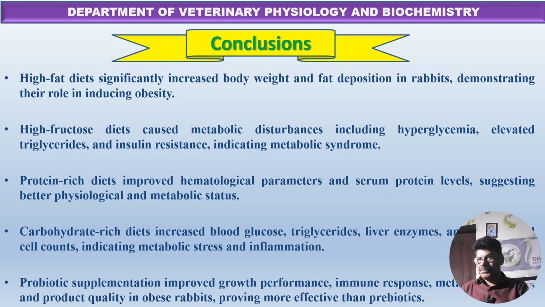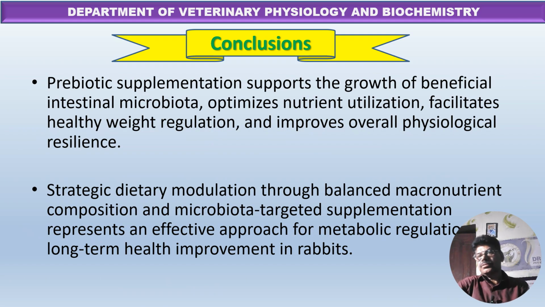Carbohydrate-rich diets increase the blood glucose, triglyceride, liver enzymes, and cell counts, indicating metabolic stress and inflammation. Probiotic supplementation improves the growth performance, immune response, and produces high quality meat in obese rabbits, proving more effective than the prebiotic. The conclusion: prebiotic supplementation supports the growth of beneficial intestinal microbiota, optimizes nutrient utilization, facilitates healthy weight regulation, and improves overall physiological resilience.